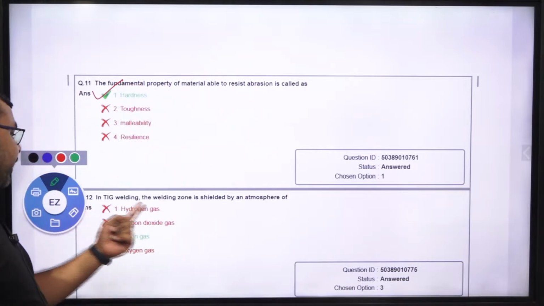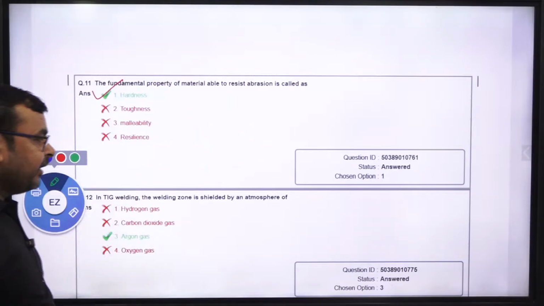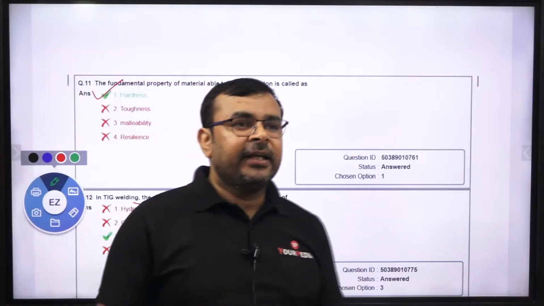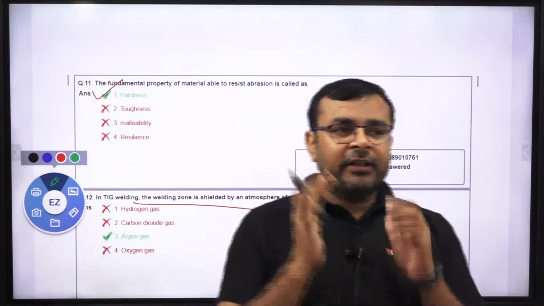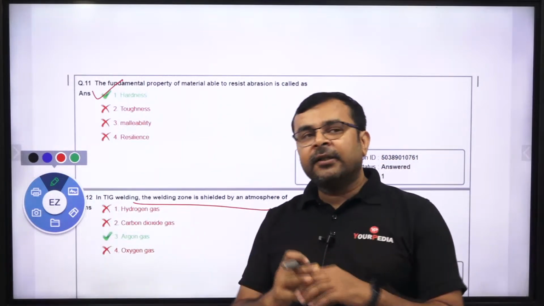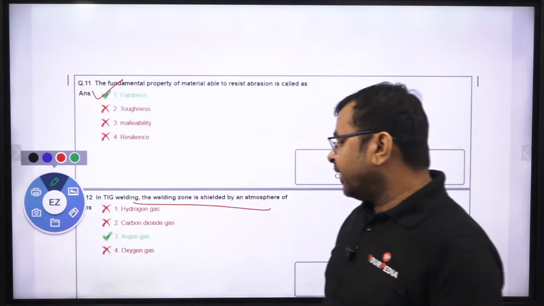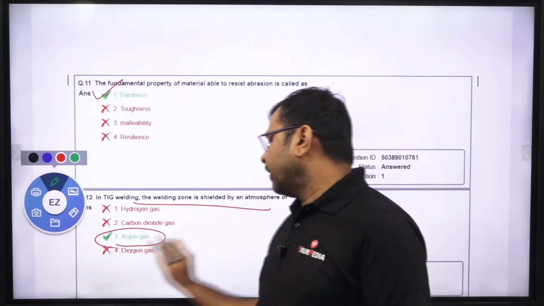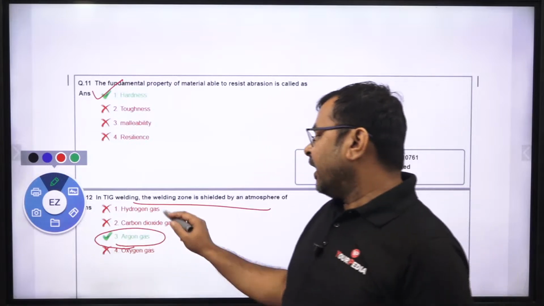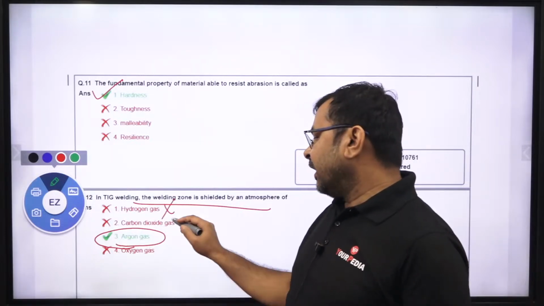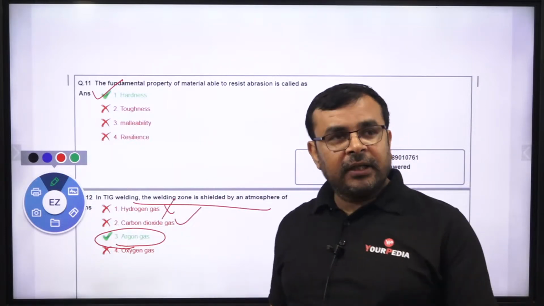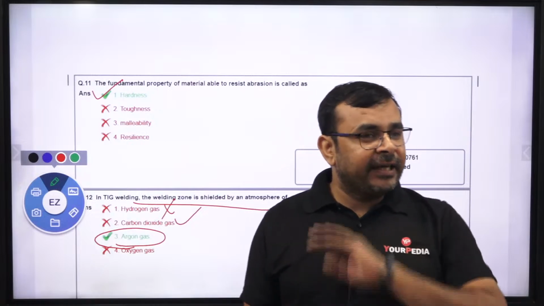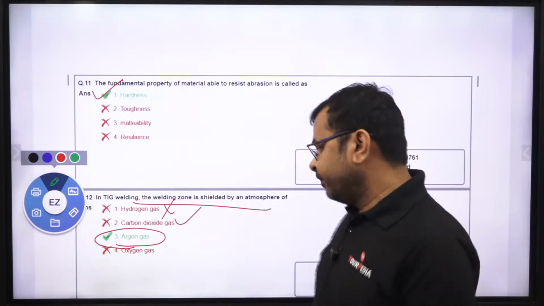What about TIG welding? The welding joint is shielded by an atmosphere of. TIG welding means tungsten inert gas welding. In tungsten inert gas welding, which gas is mostly used for the shielding purpose? The correct answer is argon gas. Hydrogen gas is not used. Carbon dioxide is also used, but as a mixture of argon and CO2; we never use pure CO2 gas.